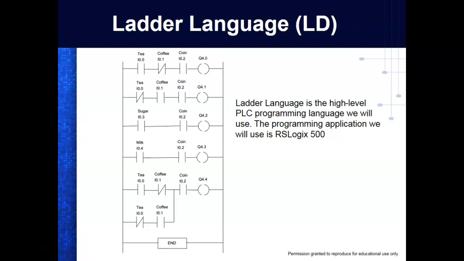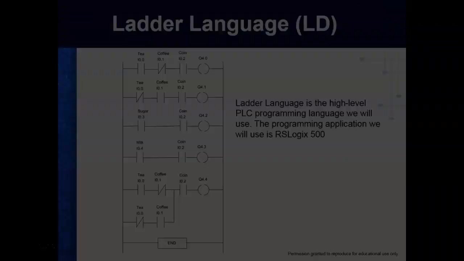Ladder language is a high-level PLC language we'll use to program. The programming application we'll use is called RSLogix 500. It contains the translator. We'll look at the different types of translators we have. So sometimes we have an application called Simulator. It uses a different translator. So we'll look at those.